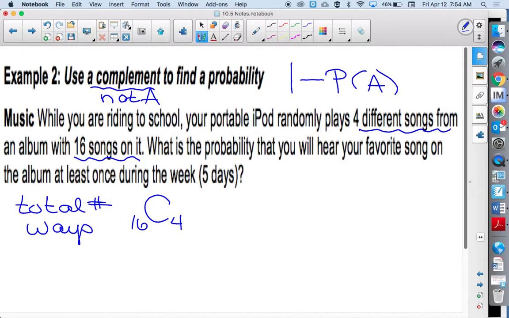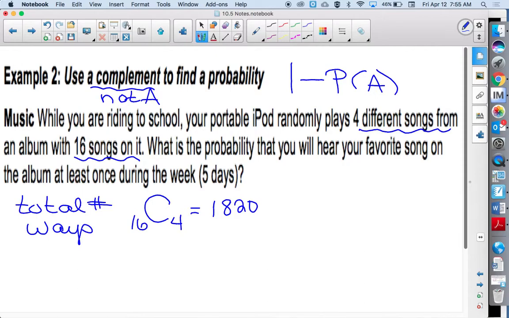This just gets us the total. Because anytime we have probability, we've got to know what we're working with. What's that total? So Connor, what's the total if we have 16 songs and we want to listen to 4 of them? We could have 1,820 different combinations. So that's our total. That's going to go on the bottom.